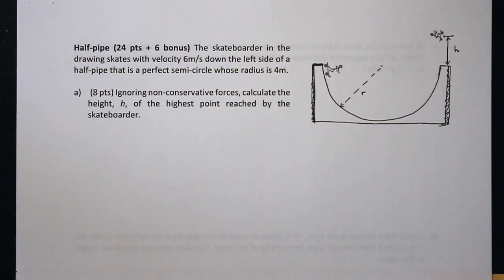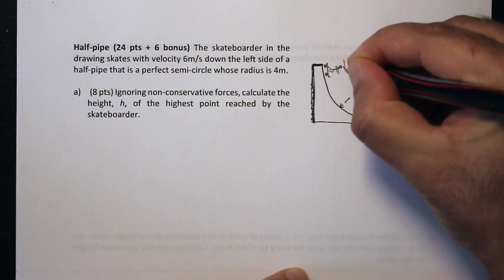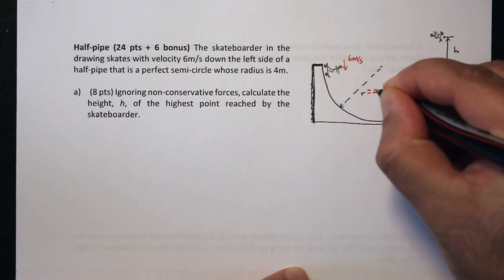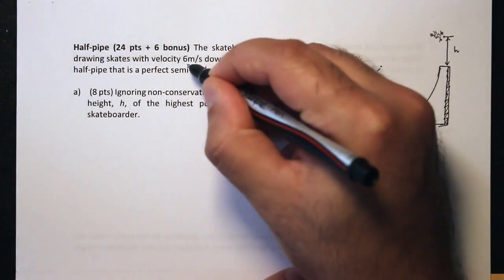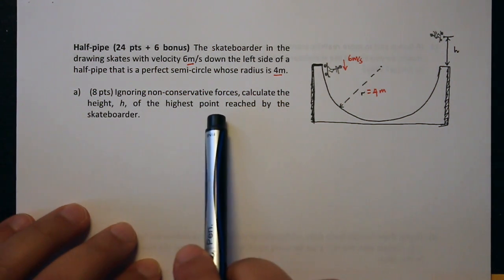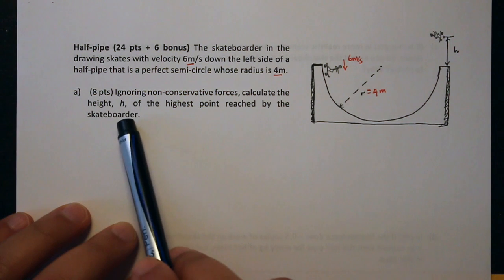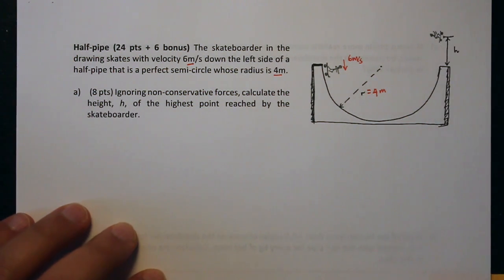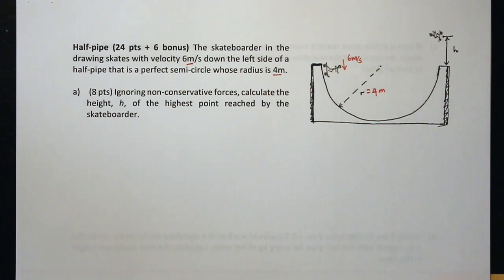So we're given the velocity at this point, and that's 6 meters per second. And we're given that this radius is 4 meters. The first question is asking, ignoring non-conservative forces, calculate the height h of the highest point reached by the skateboarder. There are two ways of tackling this first part that are equivalent, but I'm going to do them both ways to illustrate how you can use both things.